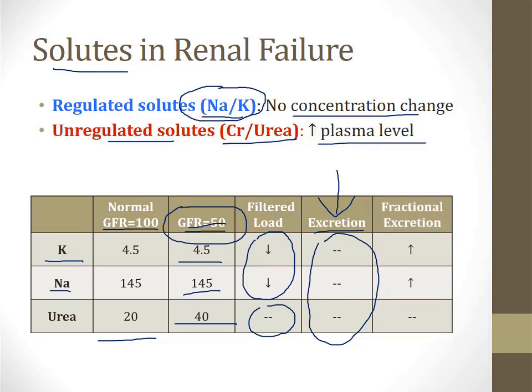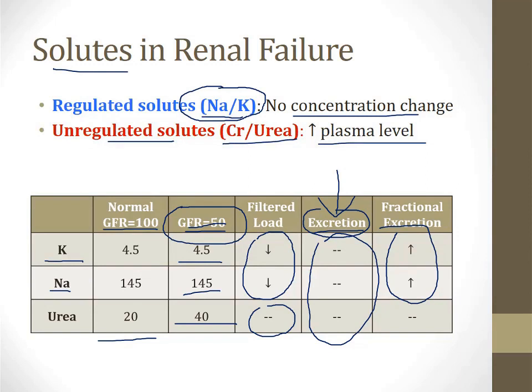And what about the fractional excretion? The fractional excretion is the excretion rate divided by the filtered load. The excretion rate has not changed and the filtered load has fallen for potassium and sodium. Therefore, the fractional excretion has gone up. In other words, the kidneys are excreting much more of what they filter because they are filtering less.